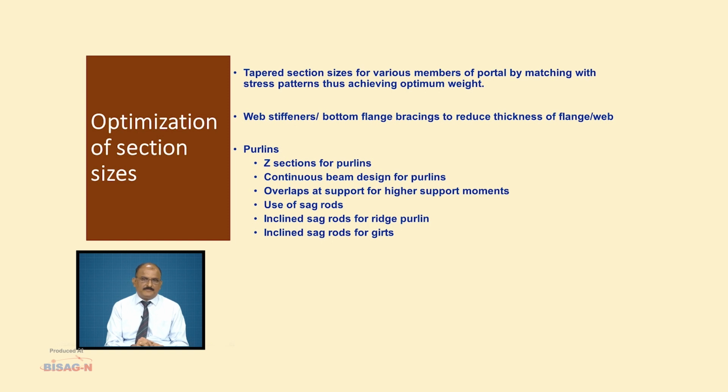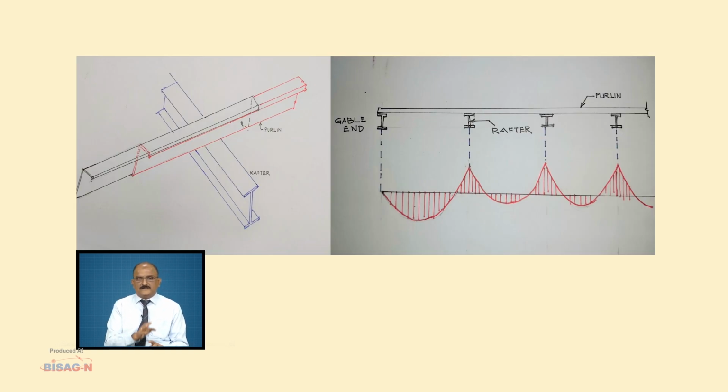Design the purlin continuously. When you are designing the beam continuously, as shown in this figure on the right side, as you can see, at the gable end, the first part of the purlin will be carrying a higher bending moment, and similarly at the supports, where the rafter support is there for the purlin, the bending moment will be much higher compared to the midspan. So if you are using the same section purlin throughout, then you will be providing this purlin for the highest bending moment. Thus at other places you will be providing unnecessarily thicker sections. This can be corrected by providing overlaps at supports for higher support moments.